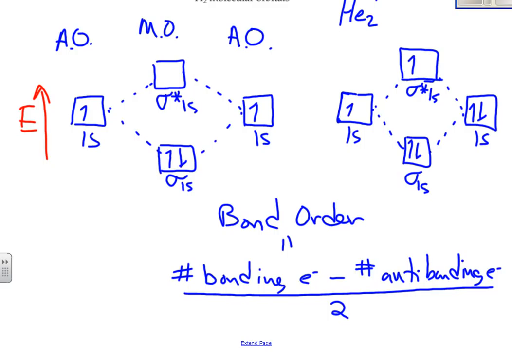All right, so this is looking at the linear combination of two 1s orbitals. Obviously, once we go to the p orbitals, things are going to get a little bit more complicated. So we'll take a look at that in the next segment.